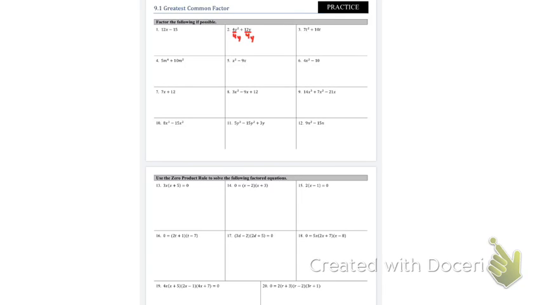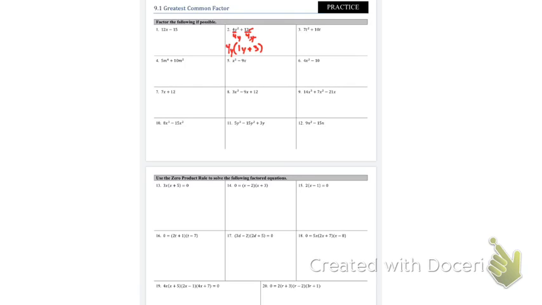And now let's put our final answer. 4 divided by 4, that gives me 1. Y divided by y, that gives me 1 y left. 12, or positive 12, divided by 4, that gives me positive 3. And then y divided by y, these y's would cancel out. So my answer goes in parentheses, and then your GCF always gets written out in front, and my GCF is 4y. All right, so that's number 2.